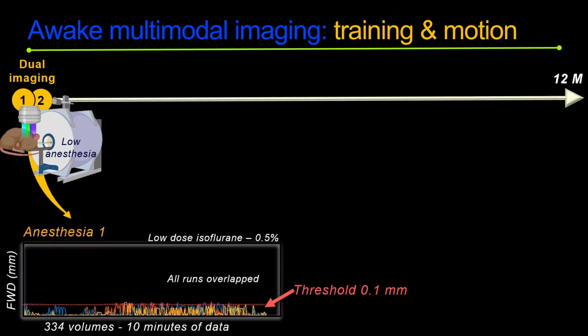So on the y-axis, it's how much each brain volume moves compared to the other brain volumes. And on the x-axis is over time. These are all the data plotted for all the animals. And the red line is the threshold above which we would discard that brain volume because we consider it to have high motion. So that's the anesthesia session. Everything is nice and low in motion.